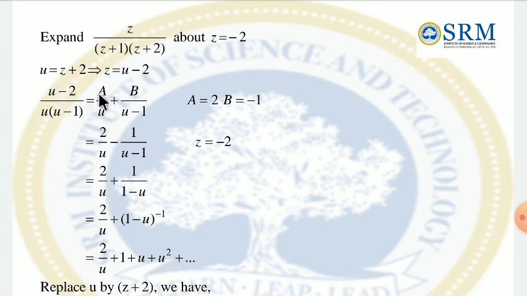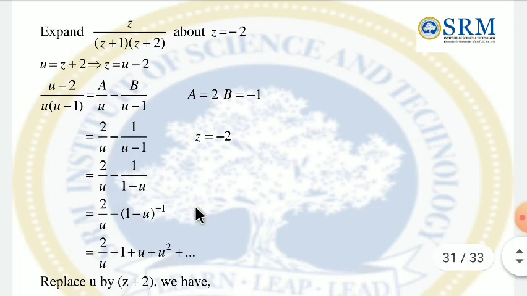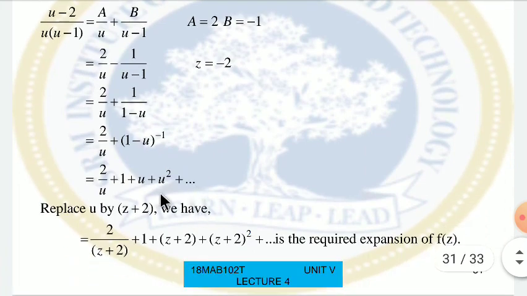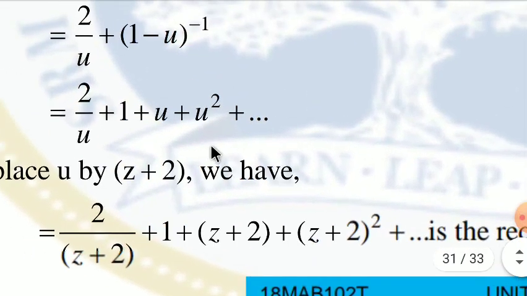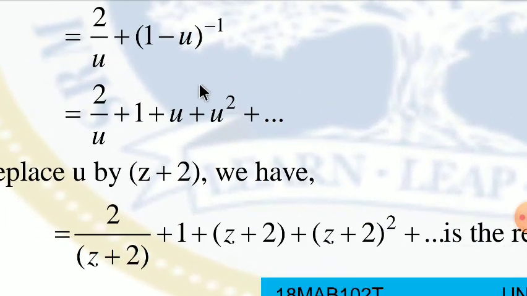Then using the method of partial fractions, we get 2 by u minus 1 by (u minus 1), so 2 by u plus 1 by (1 minus u). We take the minus sign outside, so plus becomes. This is the second term. It looks like the binomial expansion of (1 minus u) to the power minus 1. So let us expand with the help of binomial expansion, then replace u by z plus 2. It gives the required expansion.